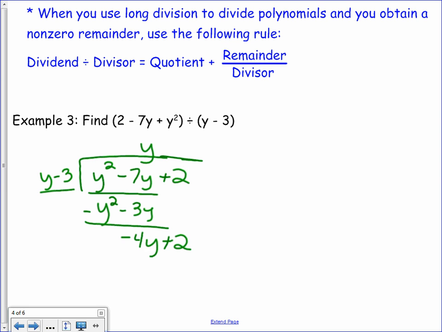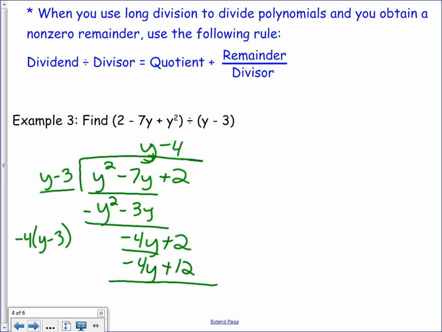Now our next step is to see how many times y minus 3 will go into negative 4y plus 2. That's going to be just 4. Actually, sorry, it'll be a minus 4 in this case, because we have this negative 4 here. So negative 4, and off to the side I can do this, times y minus 3 is going to give me negative 4y plus 12.